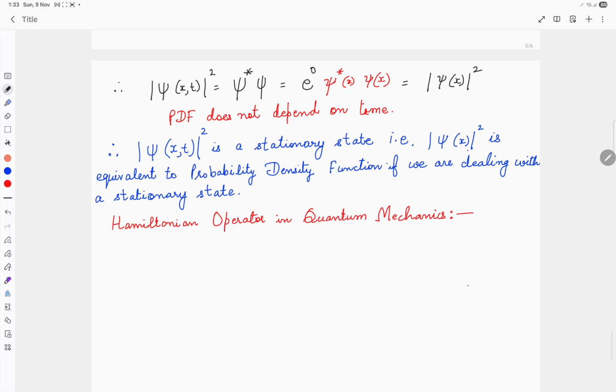In the further solutions of Schrodinger's equation, we will talk more about the Hamiltonian operators and how these Hamiltonian operators can be used in the solution of the Schrodinger's equation.